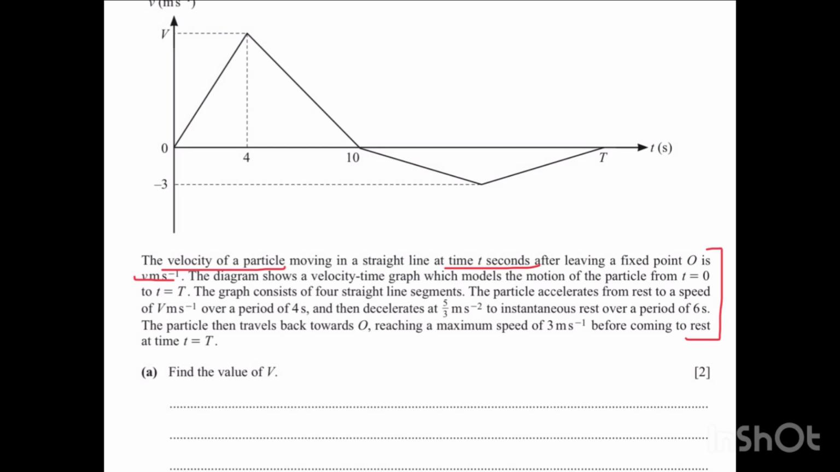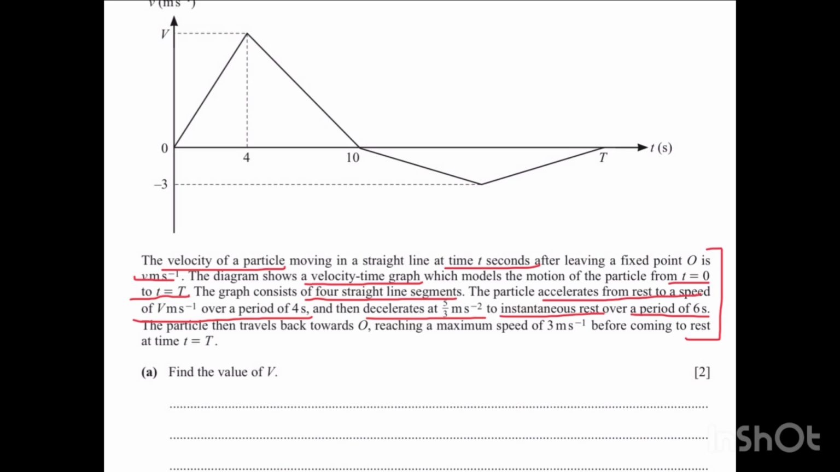The diagram shows a velocity time graph which models the motion of the particle from t = 0 to t = T. The graph consists of 4 straight line segments. The particle accelerates from rest to a speed of v meters per second over a period of 4 seconds and then decelerates at 5/3 meters per second squared to instantaneous rest over a period of 6 seconds.